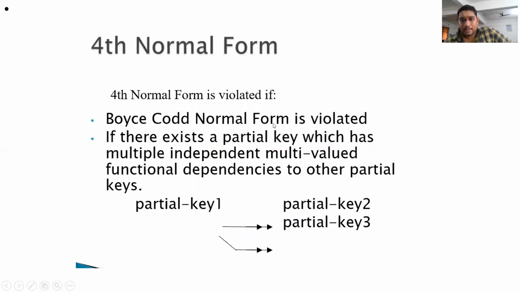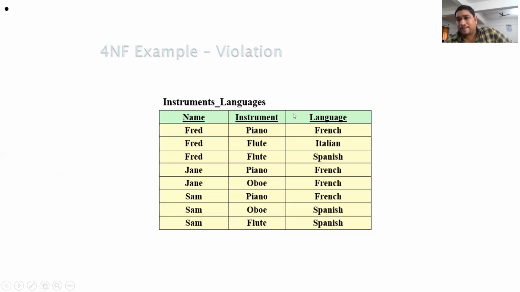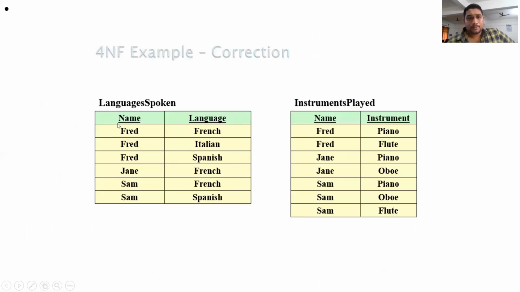Already we said that this is the condition. For every dependence, A and B and C should be independent of each other. Instrument and language are independent of each other. Okay, right. See, this is the particular case. All should be in BCNF. Now we can derive that we decompose the relation in BCNF into what we call the fourth normal form or multi-valued dependencies. See, this is name and language.